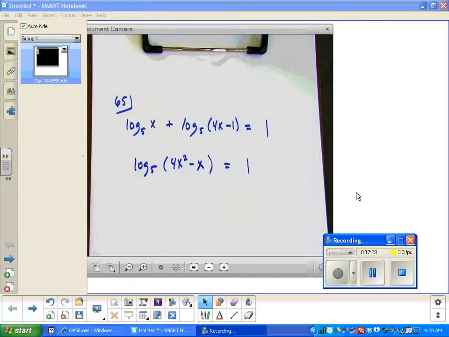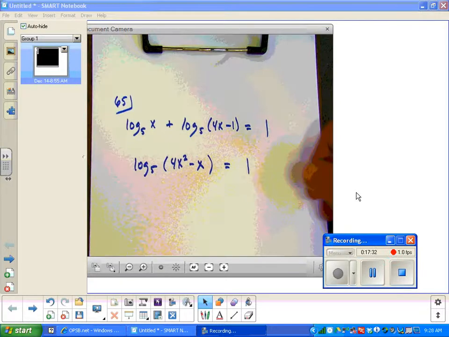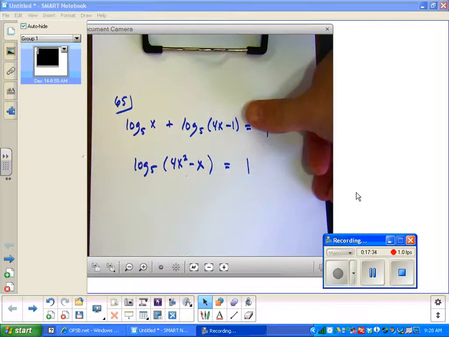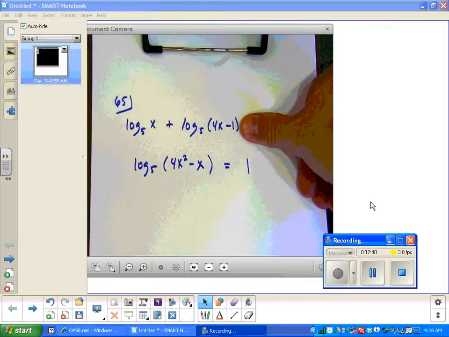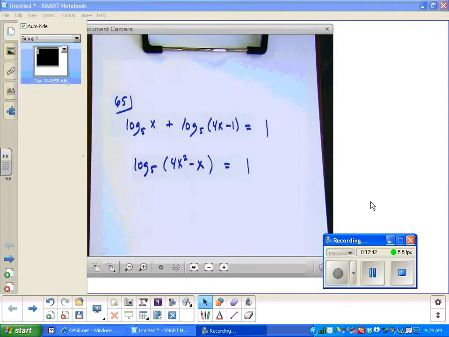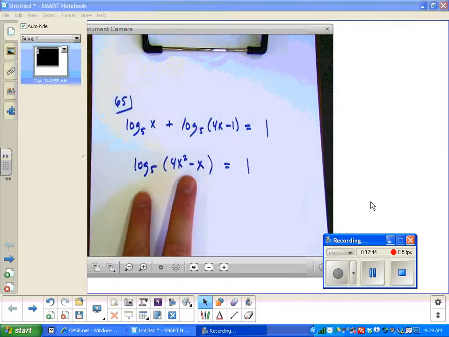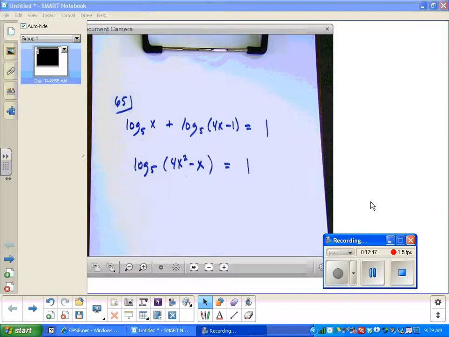Nuh-uh. Right. See, let me show you what happened there. If I had this log equal to this log right here, if this was an equal sign, then I could do that. Okay? So if we're adding or subtracting logs, we're going to use our properties. Okay?